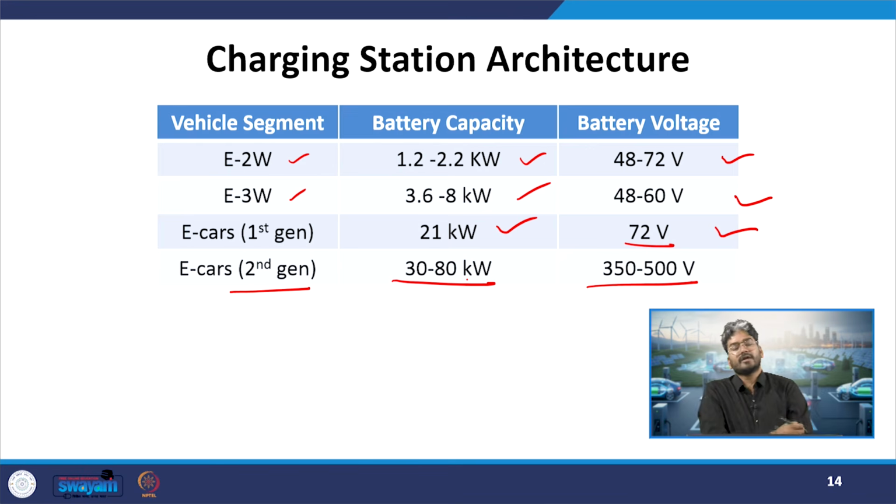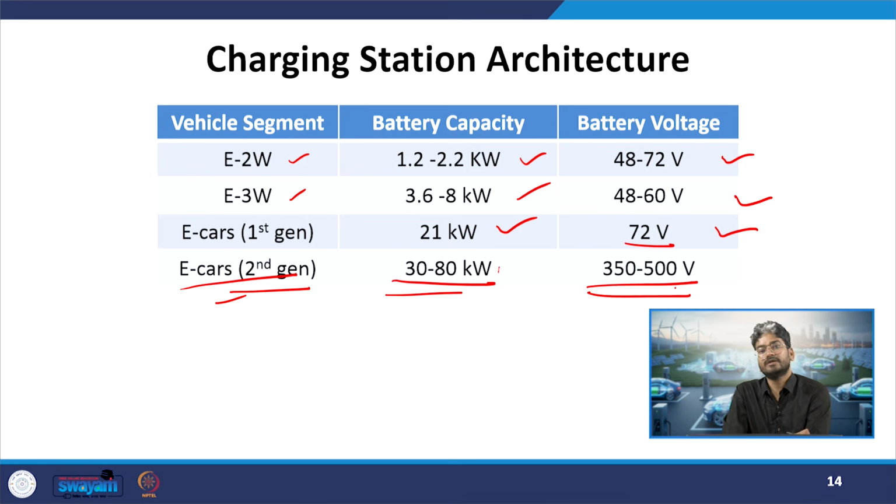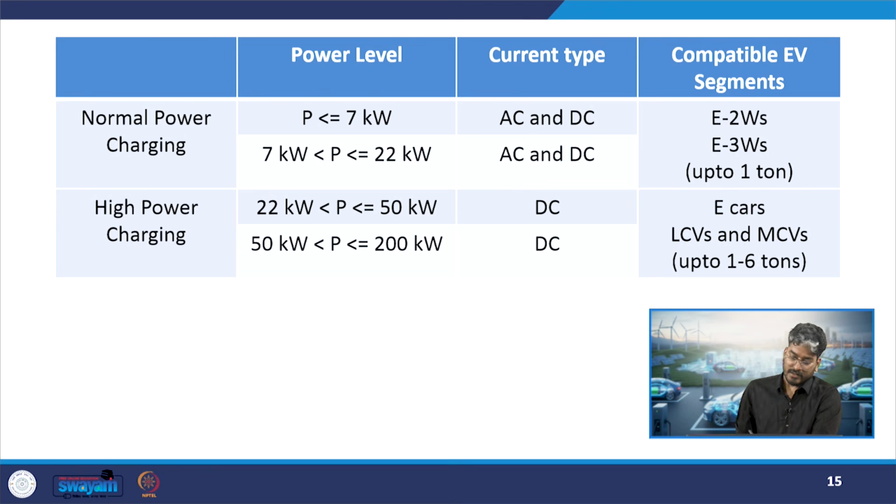So what is the benefit of increasing the power rating of this battery capacity? The vehicle will cover more distance per charge. Once I charge it, I can cover a longer distance. The bigger the battery size, the more distance covered. In the second generation we now have 350 to 500 volts as the battery voltage. Now it is being targeted to increase it further to 800 volts, so that the range of the vehicle can be extended further. Now here are the power levels of your charging.